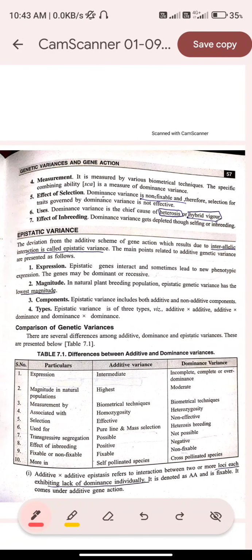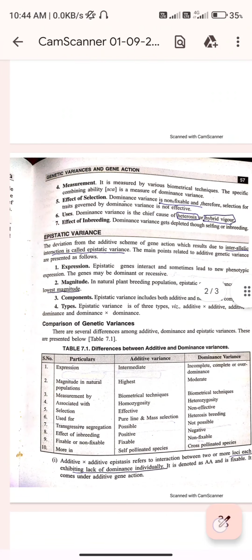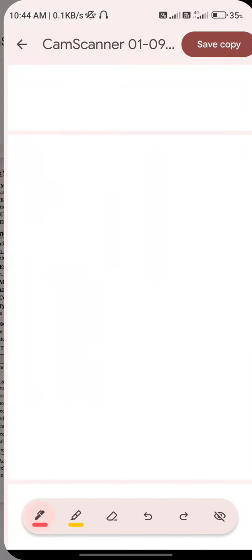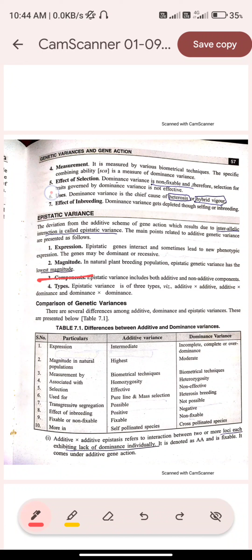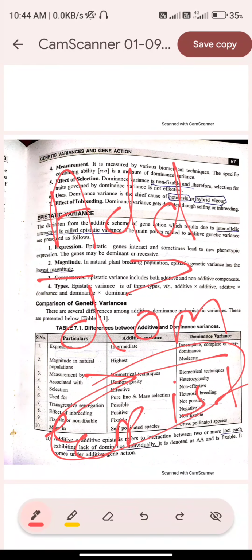Okay. Now magnitude. In natural plant breeding, epistatic variance has the lowest magnitude. Highest magnitude in natural breeding population is of additive genetic variance, then we get dominant genetic variance, then afterwards epistatic variance. Means epistatic variance will be lowest in natural breeding population. Remember this.